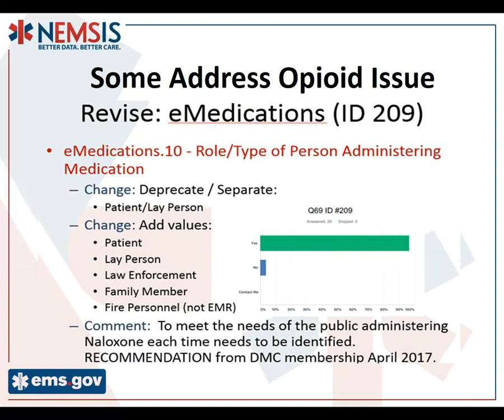Here, for example, in the element that indicates the role or type of person that administered medication, we used to have patient and layperson together. Those need to be separated out for us to take a close look at opioid use and Narcan administration. And so we would change and add these values. You can see here, again, the expert panel thought that this would be a value.